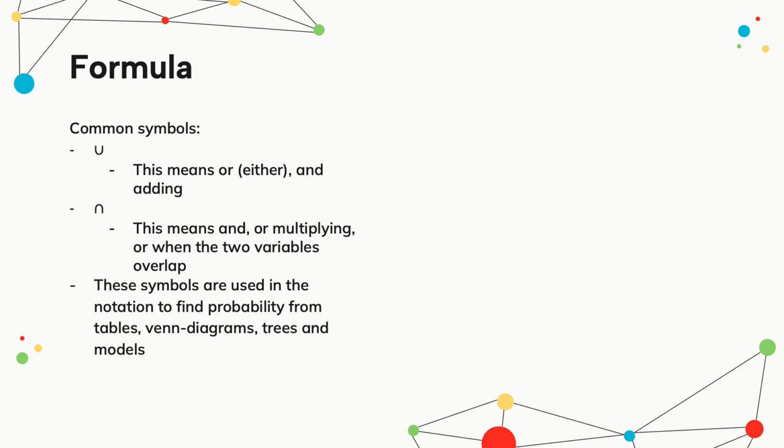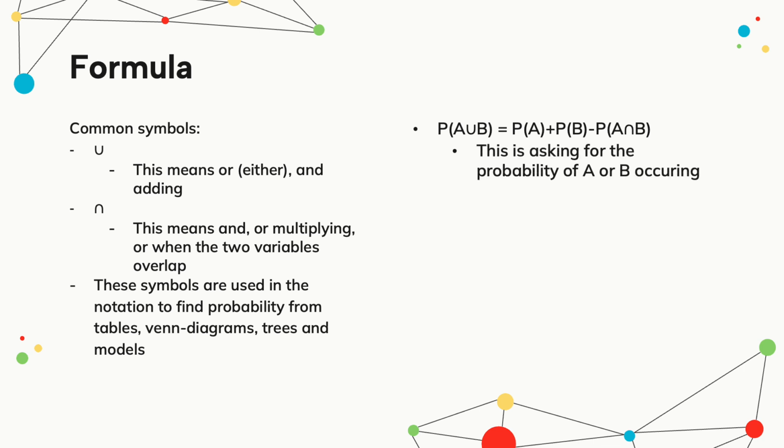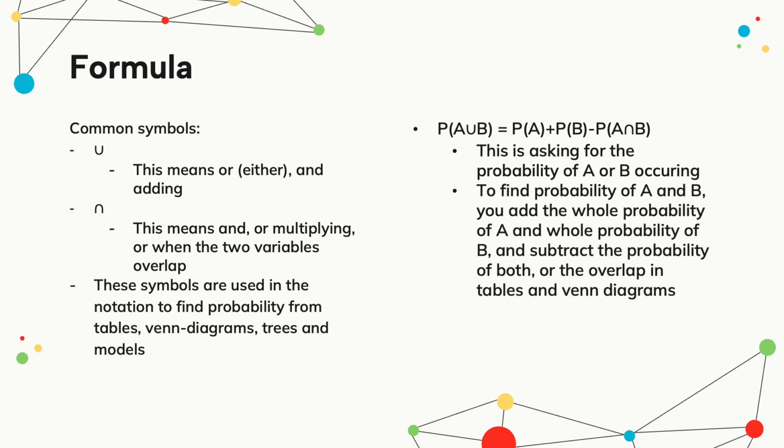The question for this one was this formula here, the probability of A or B. The formula on the formula sheet shows that you do the probability of A plus the probability of B minus the probability of A and B, because if you added them both together, you'd be counting the overlap twice, so you have to subtract one of them. So it's asking for the probability of A or B. But there's an easier way to do this than using just this formula, which we're going to go over in the examples.